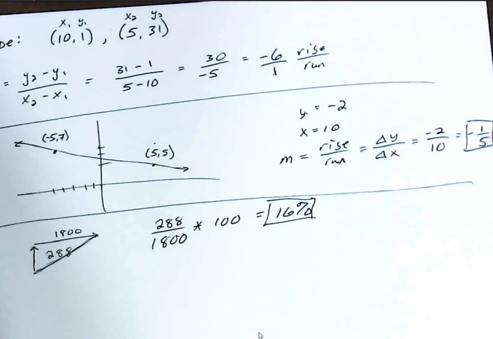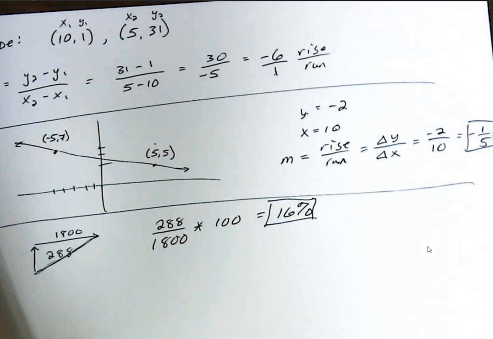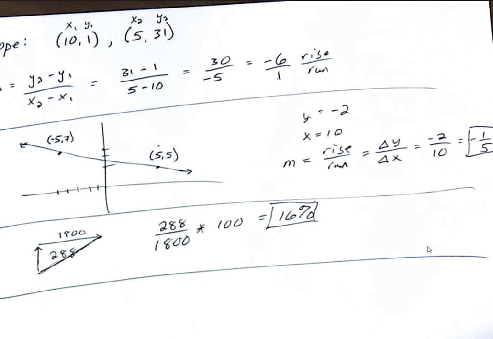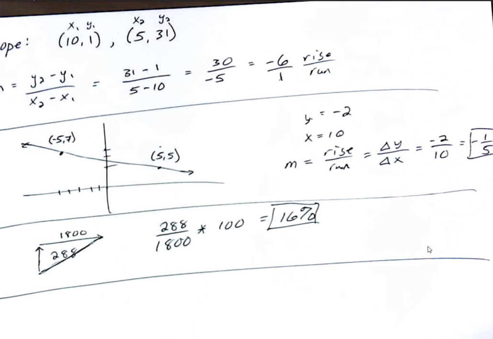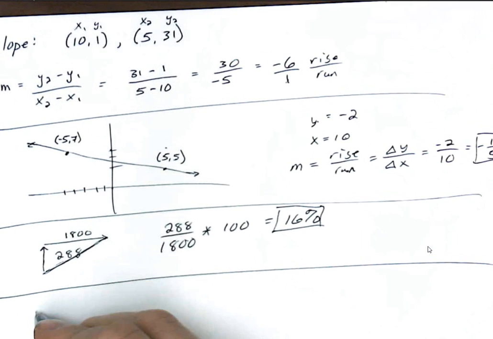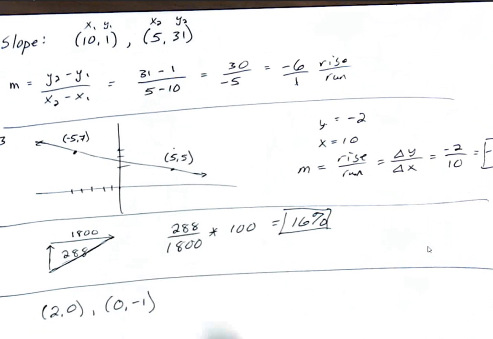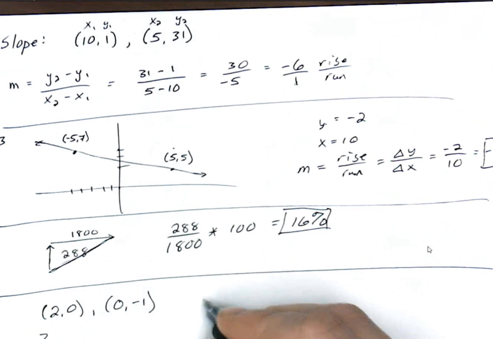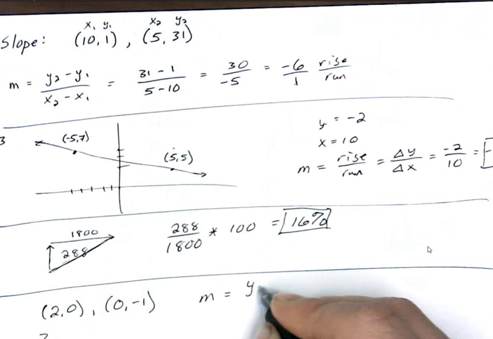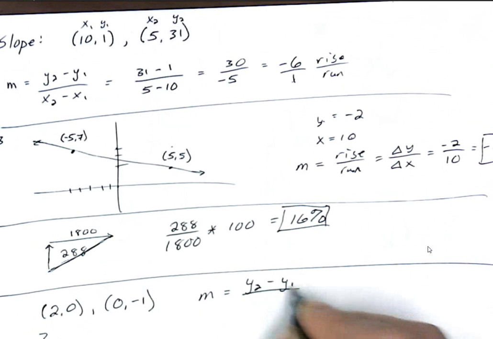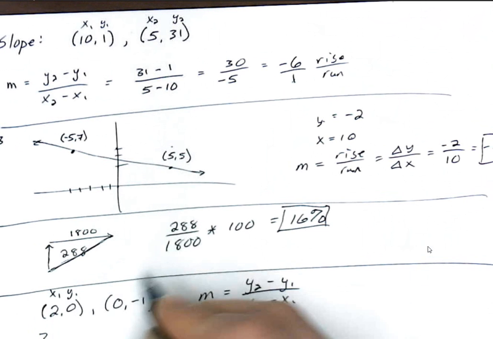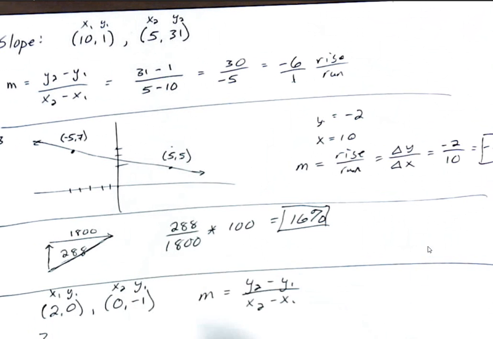All right, so on our next question here it says, find the slope, if it exists, of the line containing the pair of points. So we're given 2 points, 2 comma 0 and 0 comma negative 1. All right, and we're asked to find the slope. We're going to use the equation m is equal to y2 minus y1 over x2 minus x1. This being x1, y1, x2, y2. Now I always recommend that you label those, so that way you can just plug them in very easily.